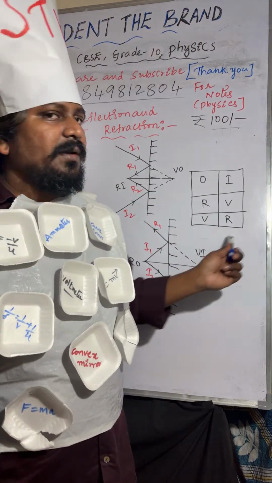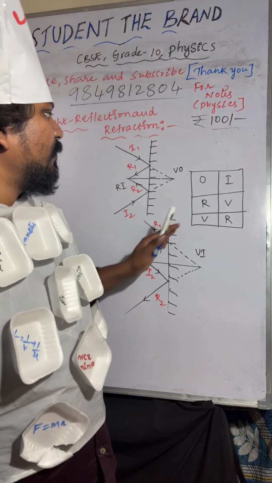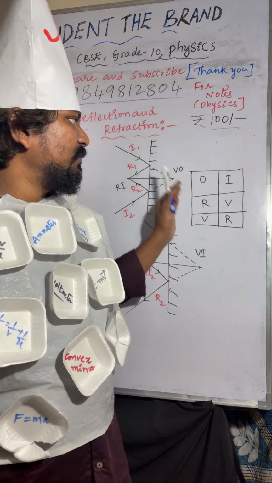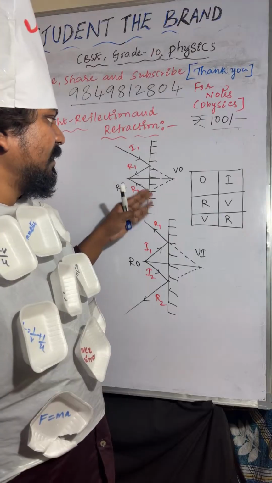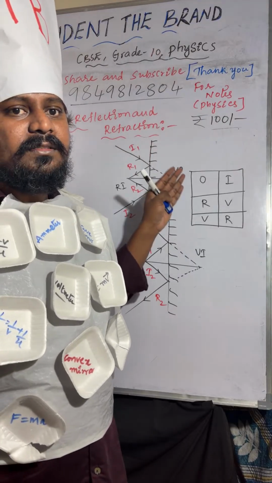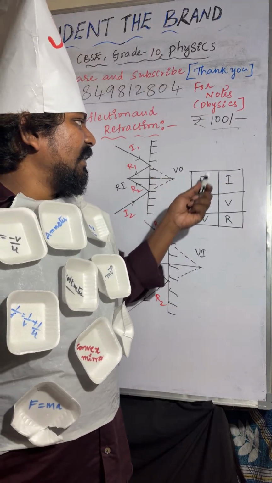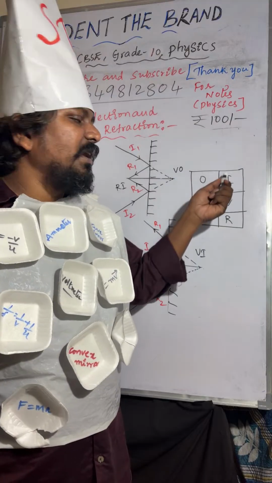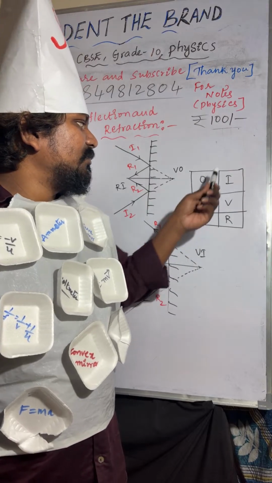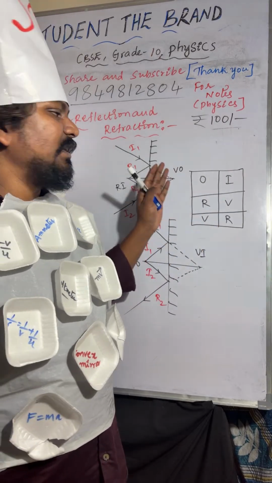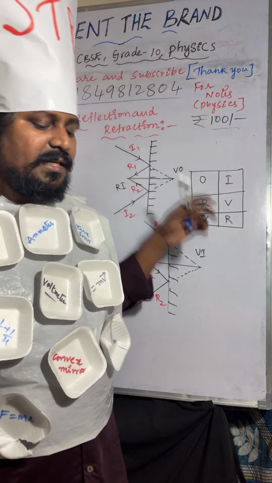Now you can observe this table. Whatever I explained till now, the same points I mentioned here, point to point. Object is real, image is virtual. Object is virtual, image is real. Once again, object is real, image is virtual. Object is virtual, image is real. So this is the complete idea of real object, virtual image, virtual object and real image.